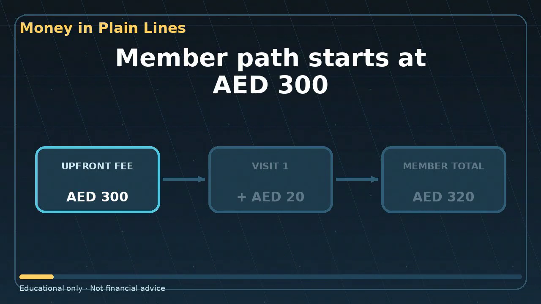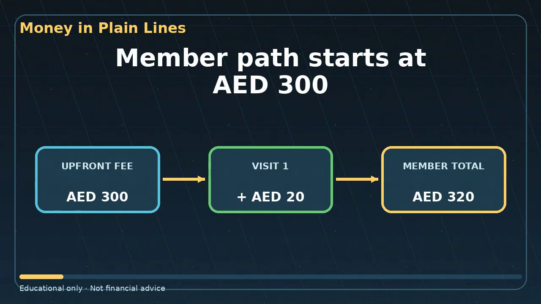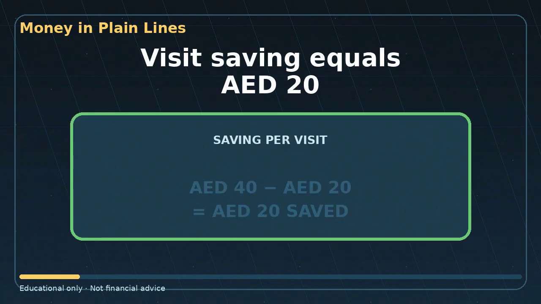Imagine Tarek comparing two fictional ways to attend a pottery studio during a 6-month season. The drop-in option costs AED 40 for each workshop and has no membership fee. The member option starts with an AED 300 fee, then charges AED 20 for each workshop. These invented prices exist only for this classroom example, but they let us see the structure clearly.